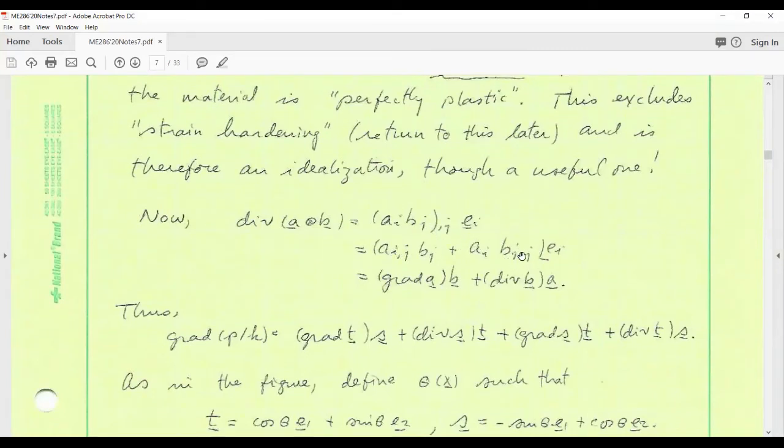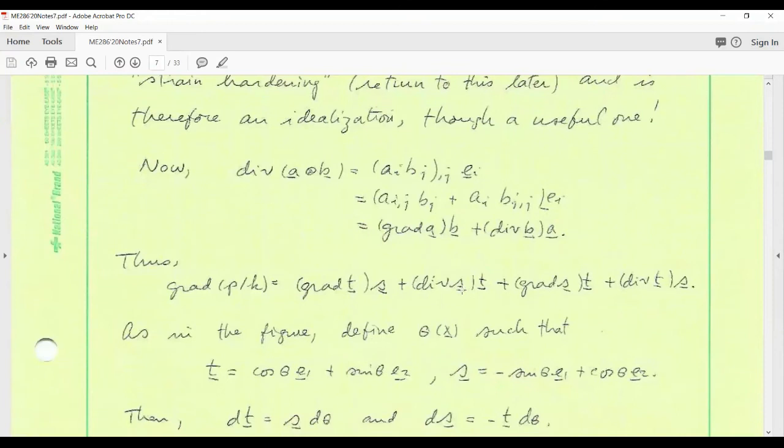You recognize b_j,j as the Cartesian form of the divergence, and then a_i e_i gives you the vector a back again. This is the ij component of the gradient of a, that's a tensor, and then a_i,j b_j is gradient a operating on b. Okay. That's the i components of this resultant vector. So we can use that in our case. Let's take the k over to the other side and combine it, sneak it back in the gradient of p. And using this rule, we'd have grad t operating on s plus div s with a t left over, and then grad s operating on t and a div t with s left over.